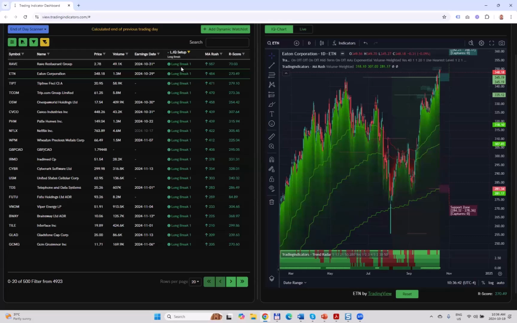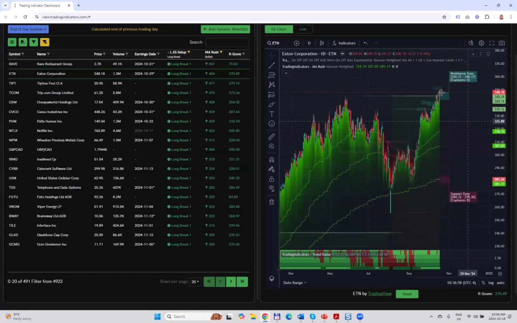All right. So what we're going to do also, we're going to, of course, put again on our bullish MA Rush filter here. But for long break setups, they are typically bullish. Why? Because we just broke above resistance. And it's not just any resistance. This long break is only flagged if we broke above resistance and there is no other resistance level nearby. This is the definition of a long break. So basically we have clear skies ahead or blue skies ahead.